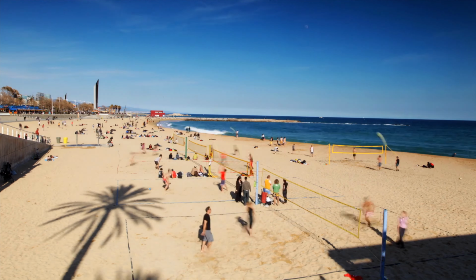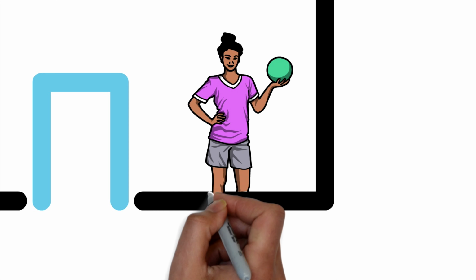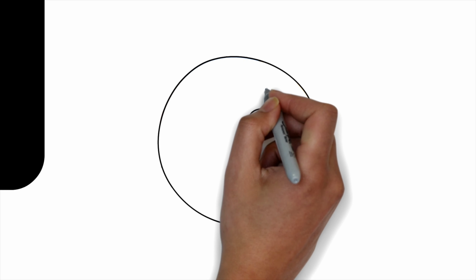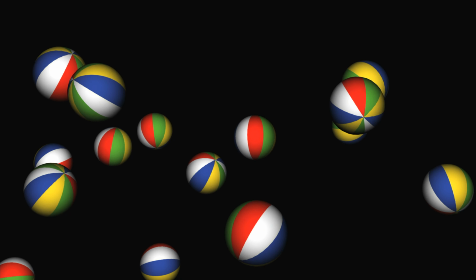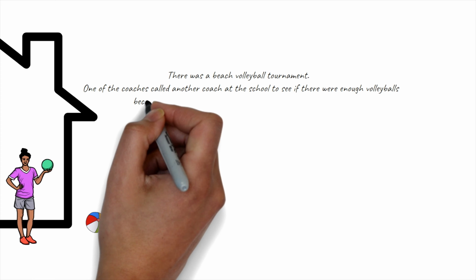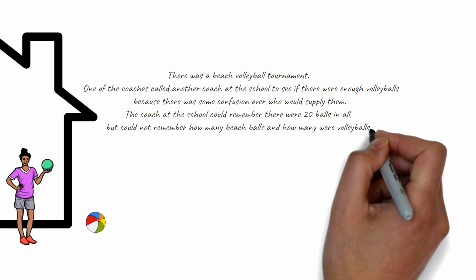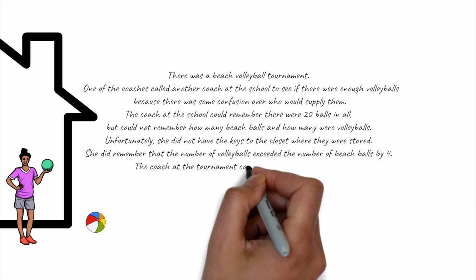Okay, so a school has a beach volleyball tournament and they realize that there's not enough volleyballs at the beach. So the coach at the volleyball tournament calls the coach at the school and says, "Hey, do we have enough volleyballs there? I'll come get them." And she said, "I don't know, I left my keys at home today, but I know there's 20 volleyballs and beach balls all together." And the beach balls exceed the volleyballs by 4.